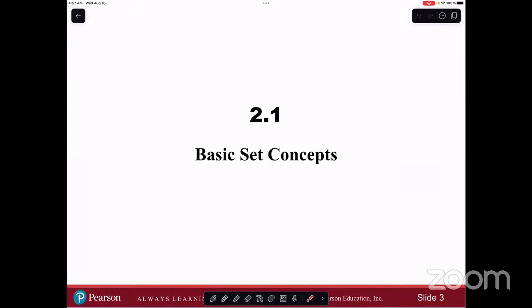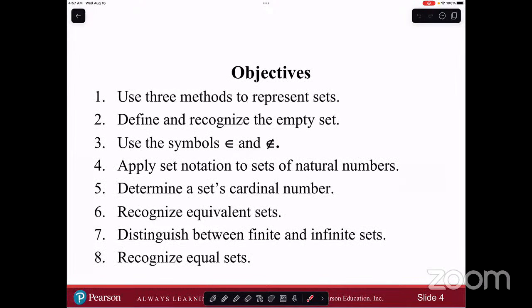A few objectives here. We'd like to use 3 methods to represent sets. Define and recognize the empty set. Use the symbols "is an element of" and "is not an element of," or belongs to and does not belong to. Apply set notation to sets of natural numbers. Determine the set's cardinal number. Recognize equivalent sets. Distinguish between finite and infinite sets, and recognize equal sets.